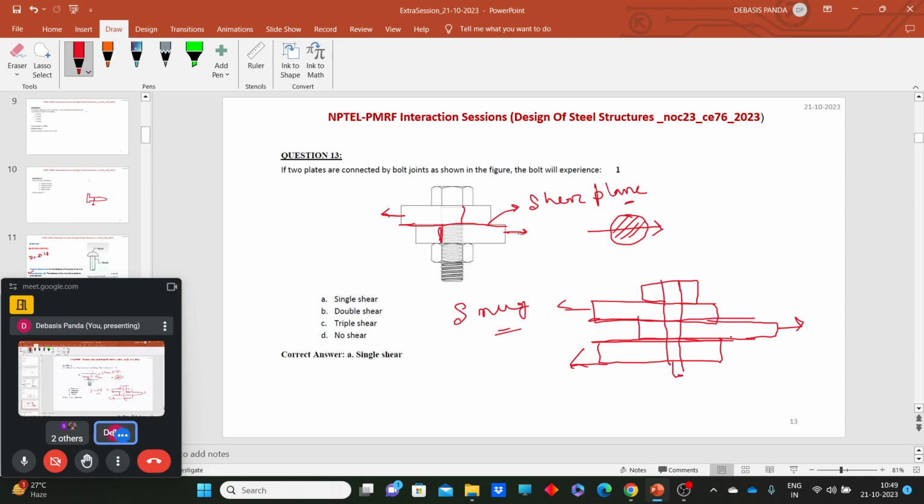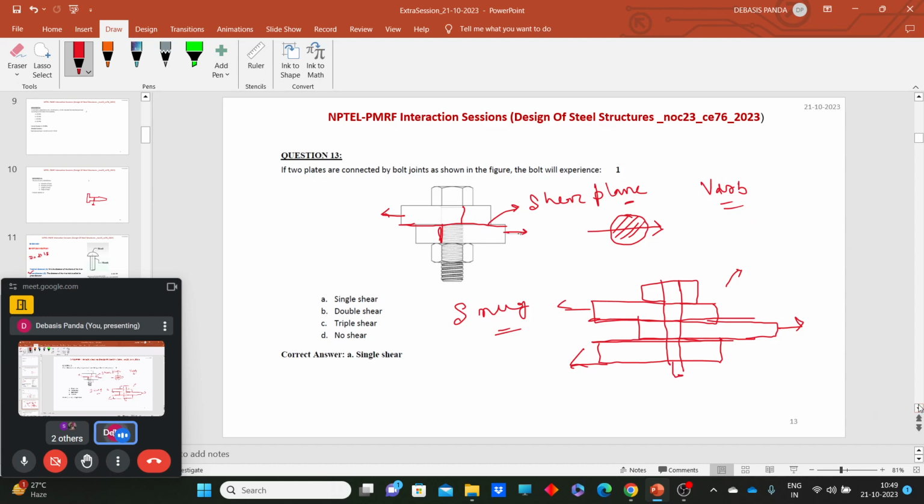So shear planes are decided based on the particular connection. Here we have two shear planes, so we call this a double shear, or the bolt is in double shear. And there can be triple shear planes, or multiple shear planes also. By this way we can identify whether a particular joint is subjected to single shear, double shear, or multiple shear, and accordingly we can calculate V_dsb, the shear capacity of that particular bolt.